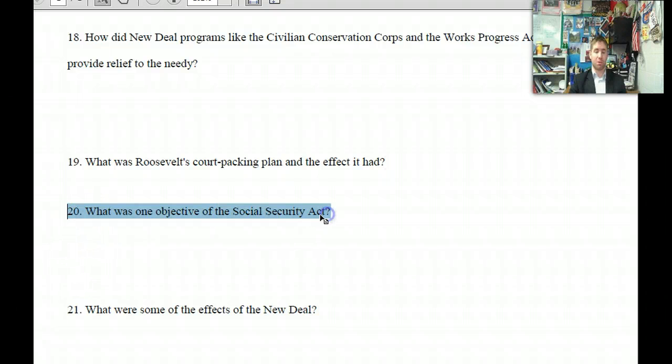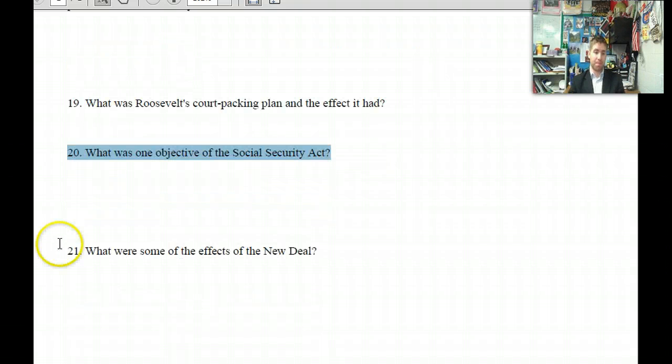Objective of the Social Security Act, that's to provide financial resources for those that were retired or those that were physically unable to work, whether it's through some type of physical or mental disability. And so the government is going to provide financial resources for those people. Still exists today. Once you hit a certain age, you're able to apply for Social Security. You pay into it as you work to receive that money.